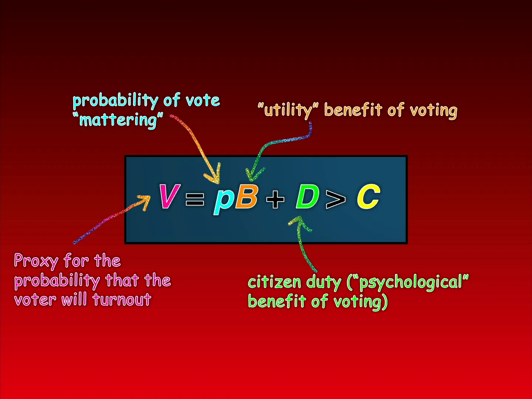So, for you to vote, the benefit that you perceive modified by the probability knowing that your vote doesn't matter, plus the duty you feel to go vote, has to be greater than the perceived cost of voting. Only if this term is greater than the cost of voting does this equal 1. Only if this term is greater than the cost of voting does this mean you will vote.